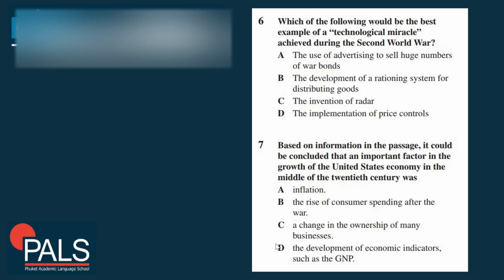There are 2 more questions for this passage. 6. Which of the following would be the best example of a technological miracle achieved during the Second World War? A. The use of advertising to sell huge numbers of war bonds. B. The development of a rationing system for distributing goods. C. The invention of radar. Or D. The implementation of price controls.